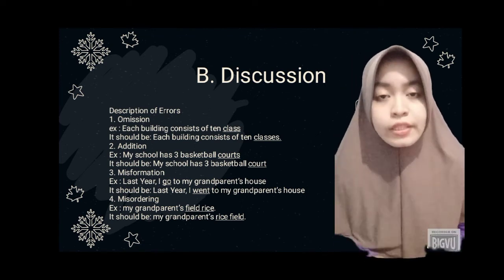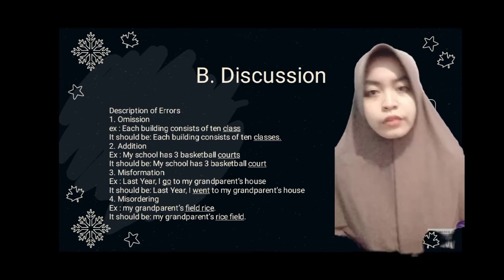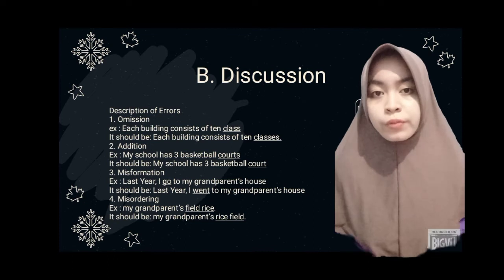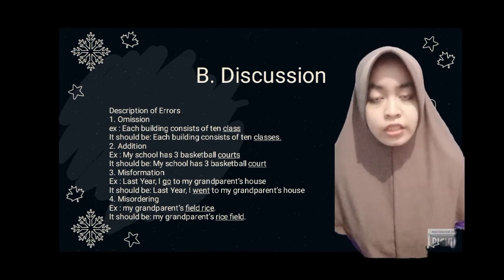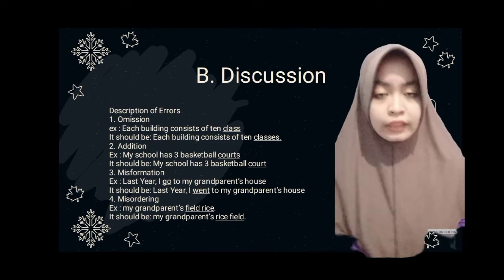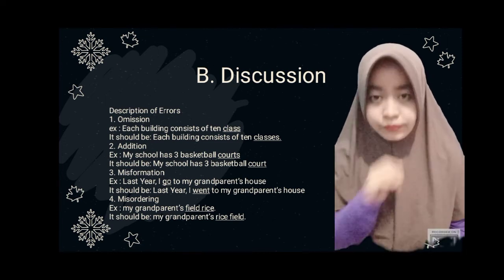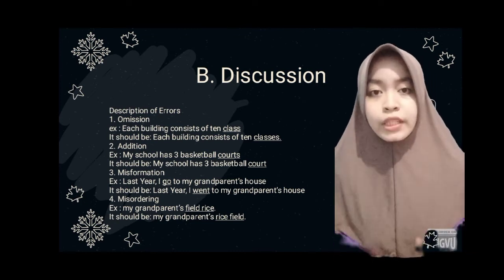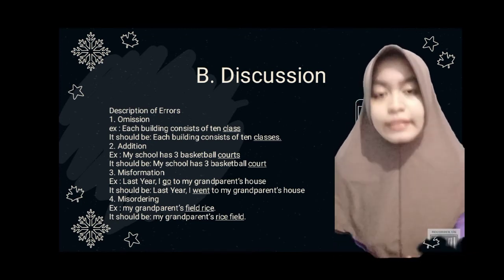The first one is omission errors. Omission errors are found by identifying the absence of an item in a well-formed sentence. From the explanation, the researcher found 13 errors of omission in the students' writing test. For example, "each building consists of 10 classes." It should be "each building consists of 10 classes."